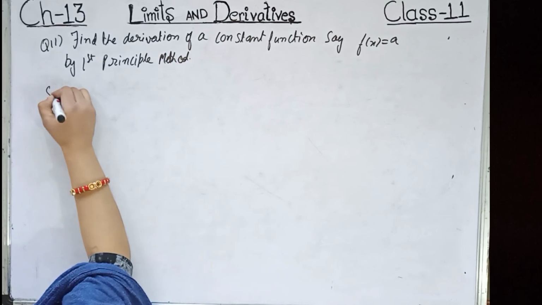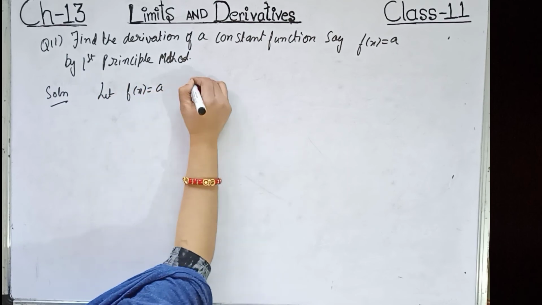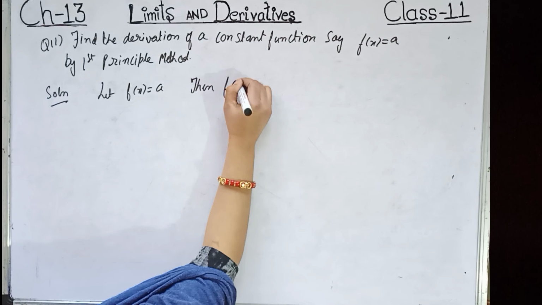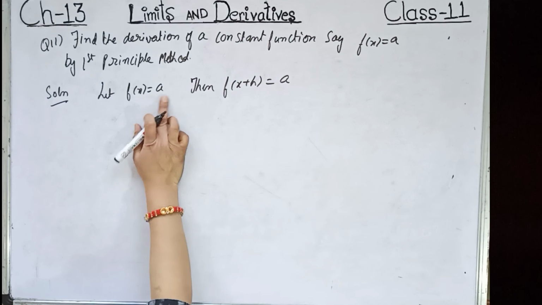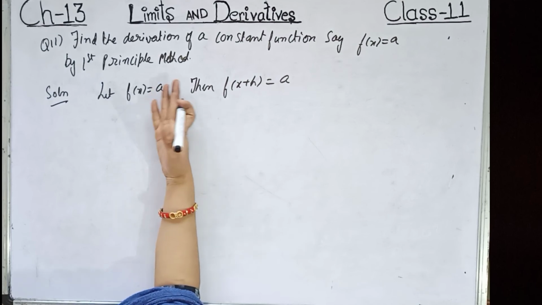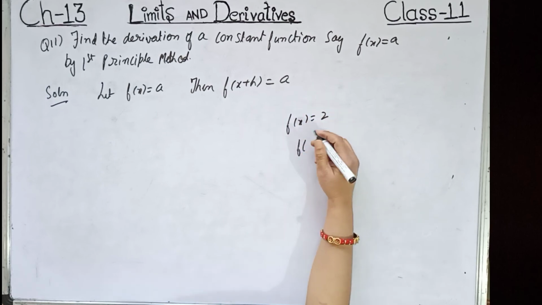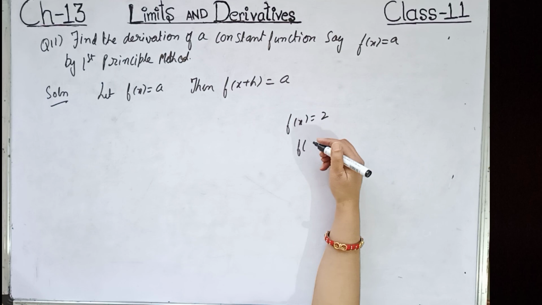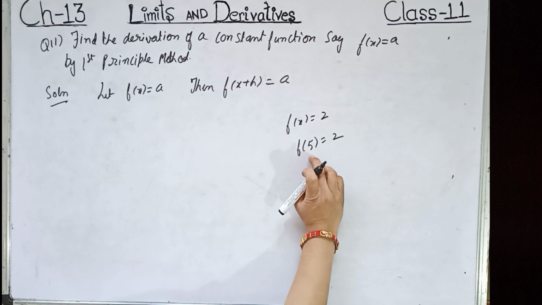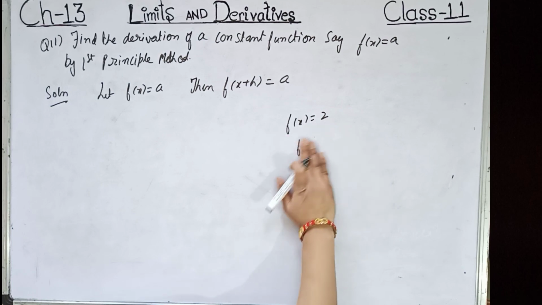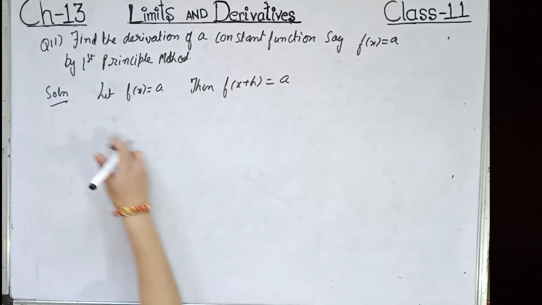So in this also we will be doing the same steps. Let f(x) equal a. Then f(x plus h) will obviously be a only, because no x is over here, means in the function only a is there. So if, suppose over here, f(x) is equal to 2, and anyone asks you to find the value of f(5), f(5) also will be 2 only. So whatever value of x we put, the y value will always be 2. So if f(x) equals a, then f(x plus h) also will be a only.